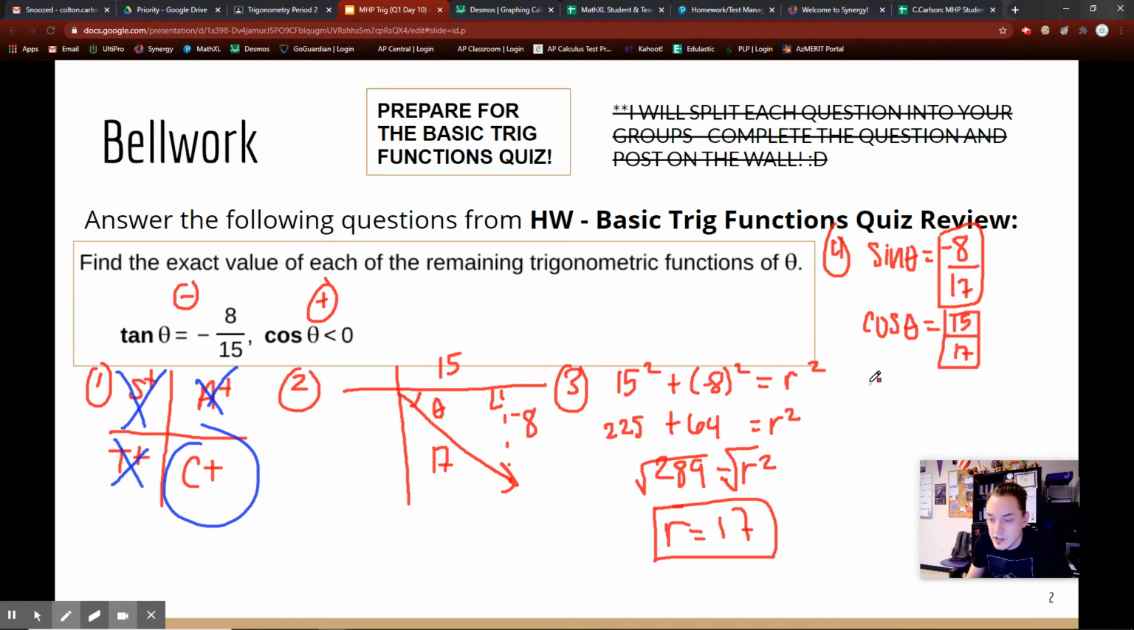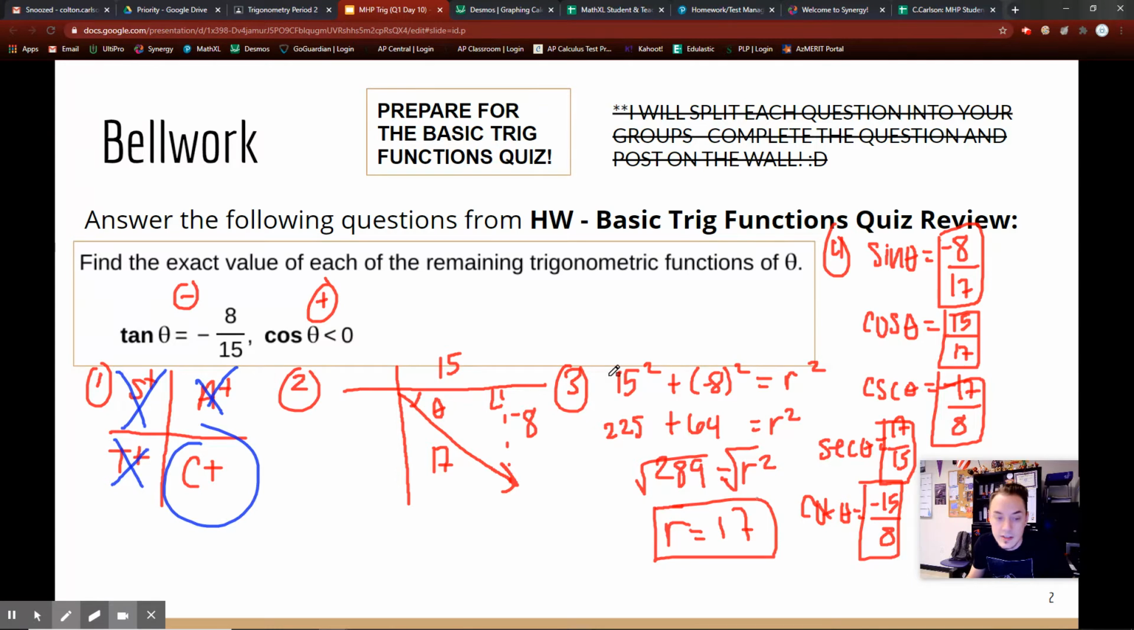I already know tangent, so let's go to cosecant theta. I'm going to flip that, so negative 17 all over 8. And then let's go to secant theta. I'm going to flip that to be 17 all over 15. And then I'm going to go to cotangent down here. Cotangent is just going to be negative 15 all over 8, because I'm just looking right here. Awesome. That is a basic question, but it is good review. So make sure you get that down, and I'm going to erase.